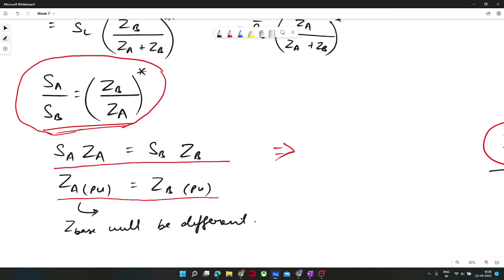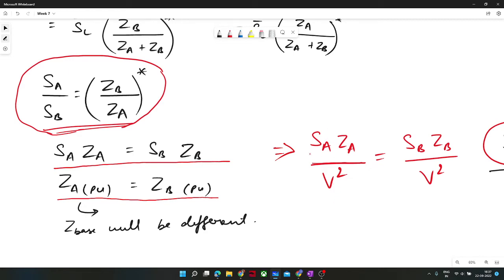So, yeah, I was saying how I am coming to this conclusion. SA ZA divided by V square, or let's say V square, SB ZB by V square. If I am dividing these terms by voltage square on both sides, it should be equal, right?